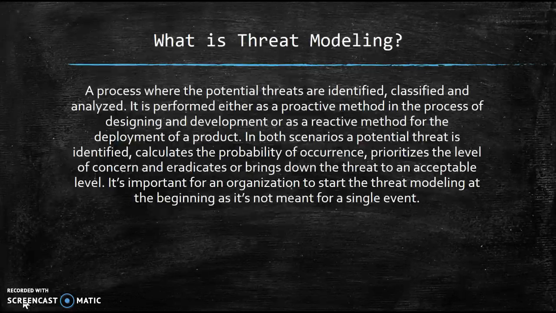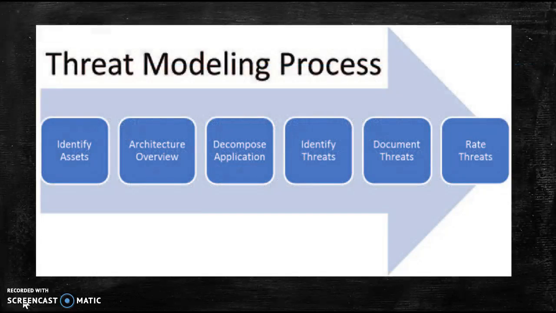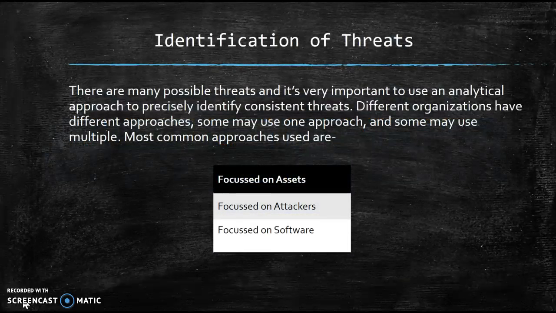It's important for an organization to start threat modeling at the beginning, as it's not meant for a single event. The most critical parts of this process are: identify the assets, then the architecture overview, then decompose the application, then identify the threats, document the threats, and then rate the threats.